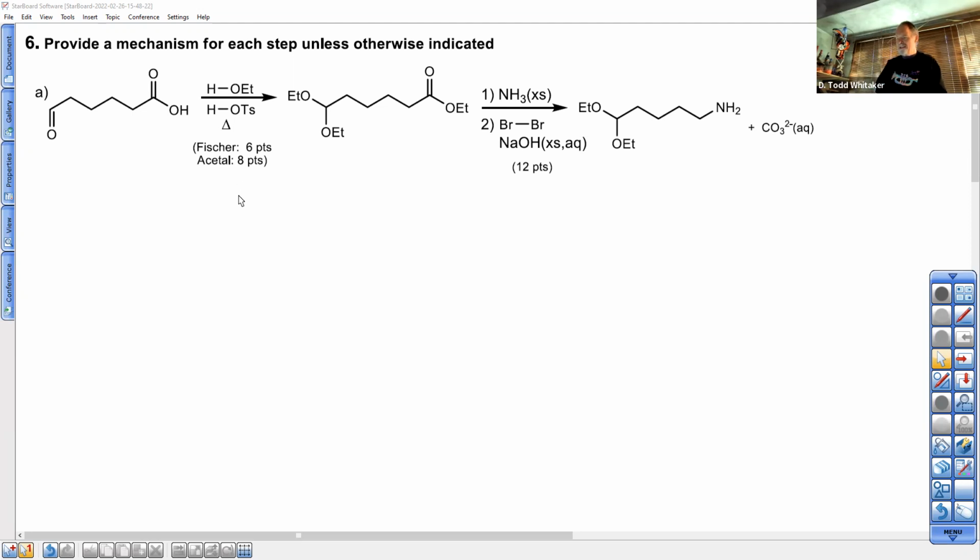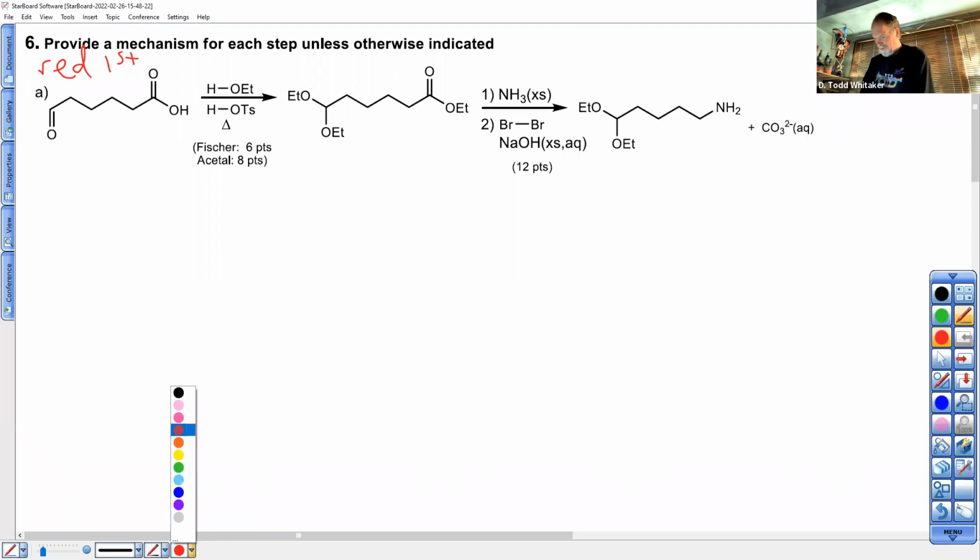We'll do one in its entirety. We'll do Fischer first, and then we'll do the acetal formation. So we will take advantage of some colors to save a little space and time. Red first, and we'll use our favorite light blue second. Yeah, blue second, here we go.